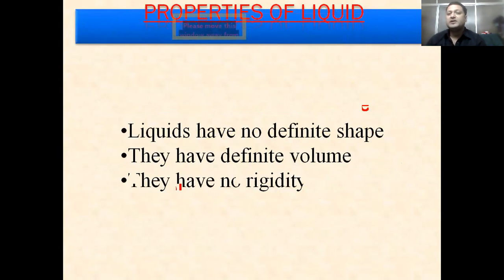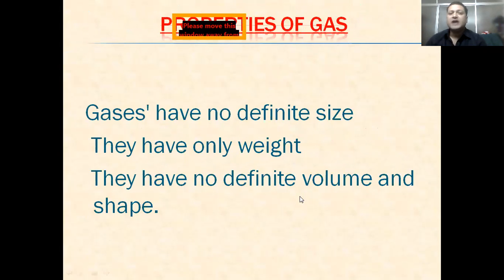Next, the properties of liquid. Liquids have no definite shape. They have definite volume, they have no rigidity. I can say the percentage of rigidity is too low. Now, the properties of gas. Gases have no definite size or shape. They have only weight. They have no definite volume and shape.